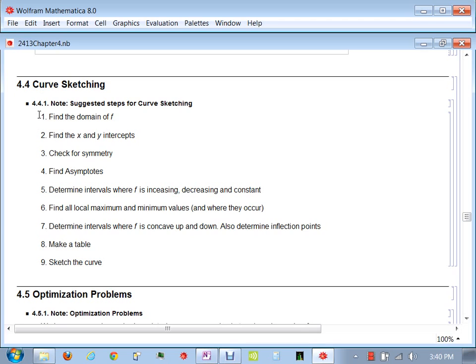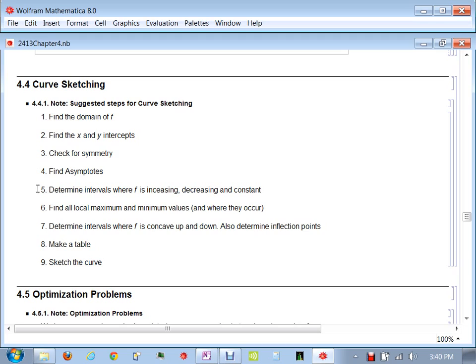And here it is. It's going to be a 9-step process for us. That's what I'm going to go through, and let's just go through them first. We're going to be given a function. We're going to find its domain. We're going to find the x and y intercepts. We're going to check for symmetry. We're going to find any asymptotes.